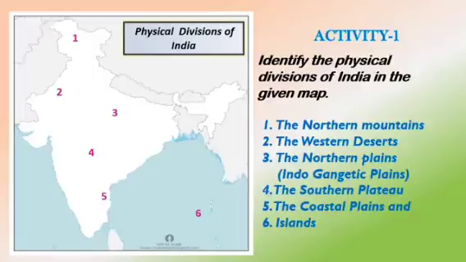In the activity 1, you had been asked to identify the physical divisions of India in the given map. Number 1, the northern mountains. 2, the western deserts. 3, the northern plains or Indo-Gangetic plains. 4, the southern plateau. 5, the coastal plains. And 6, islands.